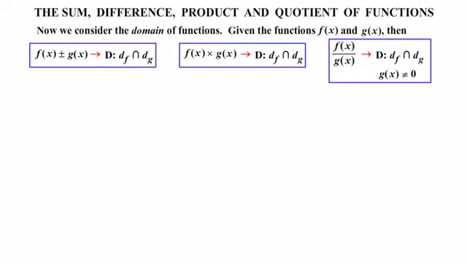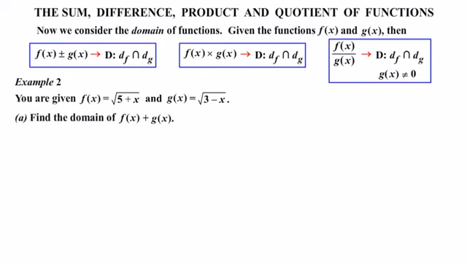Alright, let's just put a box around them, just so they stand out for us, and we'll use them to help us out with our second set of examples here. So we're given f(x) is equal to the square root of 5 plus x, and g(x) is equal to the square root of 3 minus x. Now firstly we're asked to find the domain of f(x) plus g(x). So we're looking at the sum of our functions here.